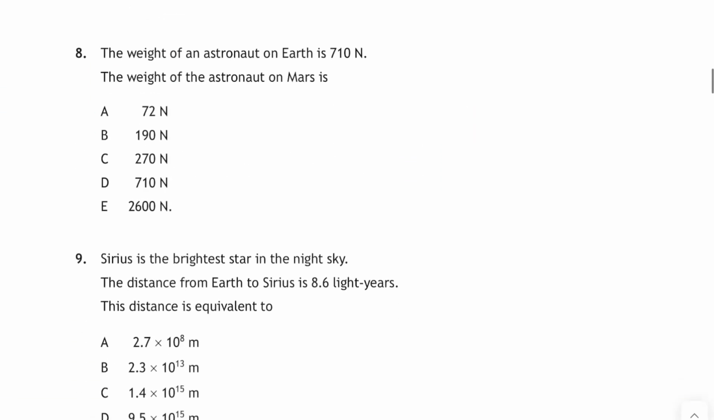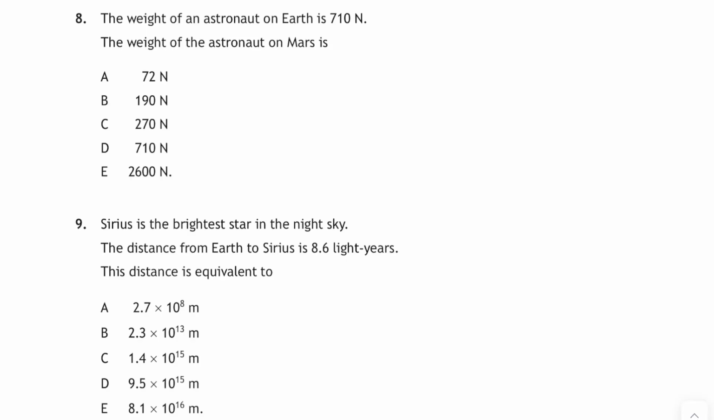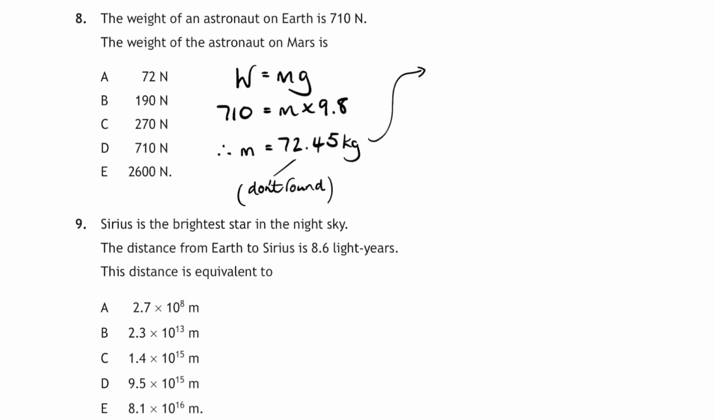Okay, moving on. Question 8. The weight of an astronaut on Earth is 710 newtons. What will the weight of the astronaut be on Mars? Well, your weight changes, but your mass stays the same. So we need to work out the mass of this guy. We do that using W equals mg. The weight on Earth was 710. The gravity on Earth is 9.8. So the mass of the astronaut will be 710 divided by 9.8, which is 72.45. And don't round that, because we're going to have to do another weight calculation, but this time on Mars.